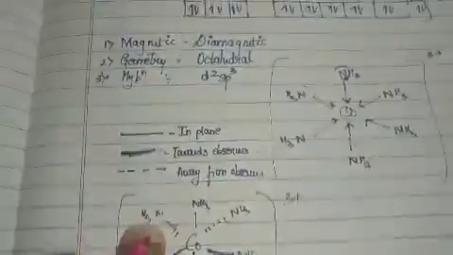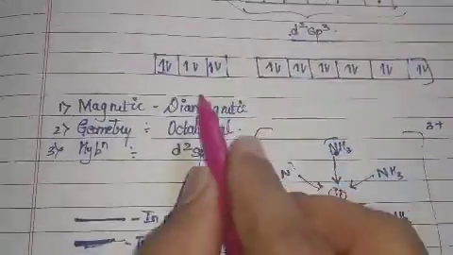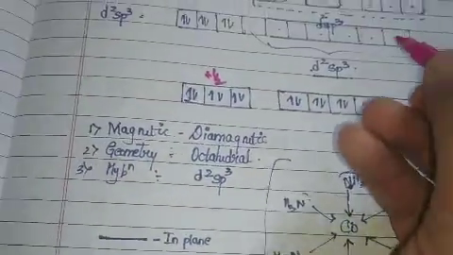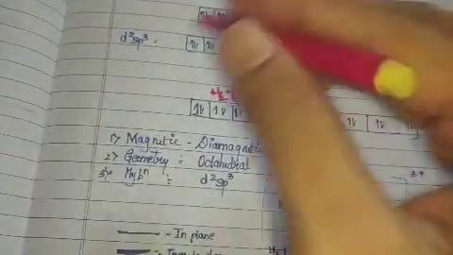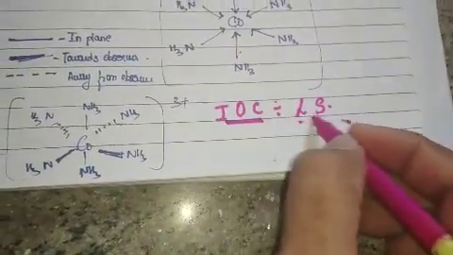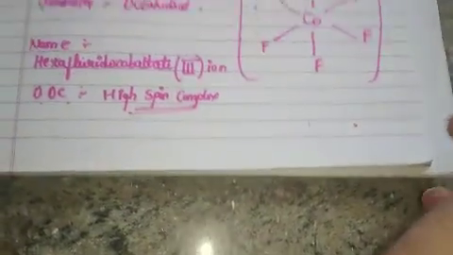Whereas when you come to your inner orbital complex, they are called low spin. Why are they called low spin? You can see that here all the electrons are paired up. If one electron has a spin of plus half, of course within that orbital itself there is also a minus half. So it has a zero spin. So it is also called a low spin complex. Inner orbital complex is also called a low spin complex, whereas the outer orbital complex is called a high spin complex.